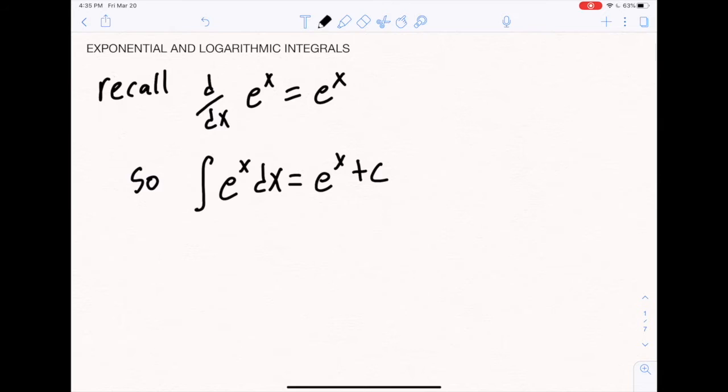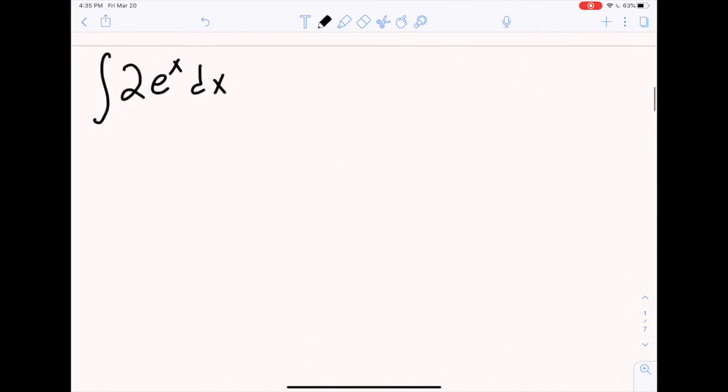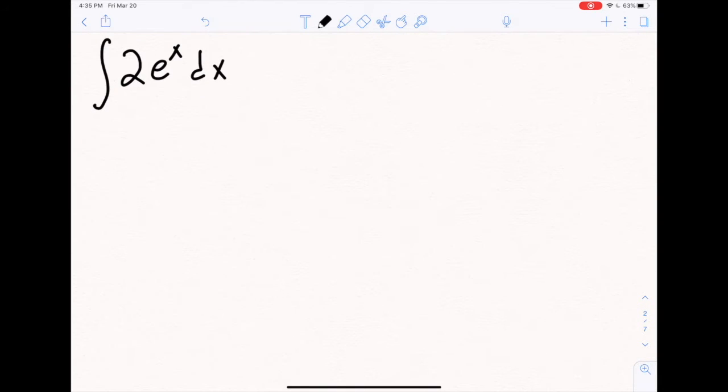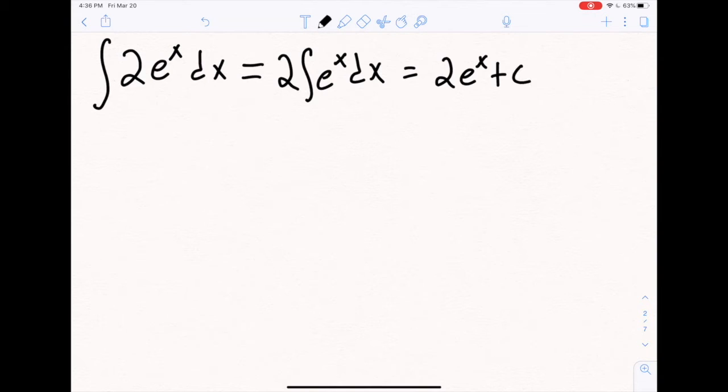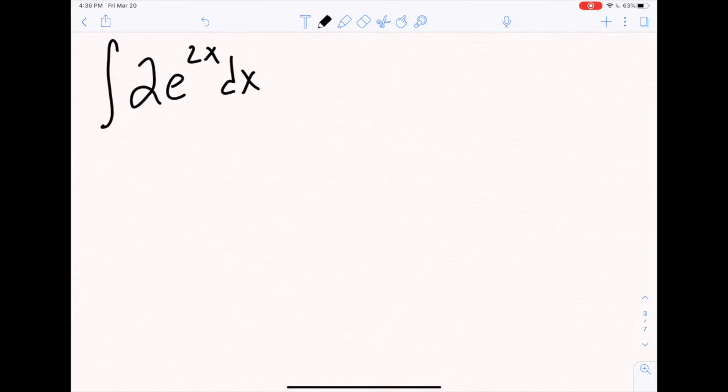Let's look at some examples. Let's say we want to find the integral of 2 times e to the x dx. Well, since 2 is a constant, we can just pull it out front, and we get 2 times the integral of e to the x dx. So we have 2 times e to the x plus c.